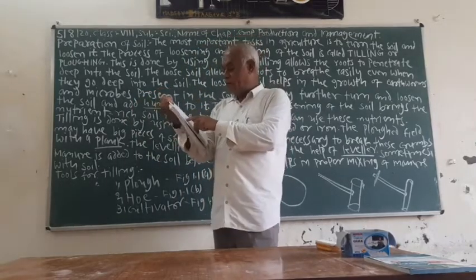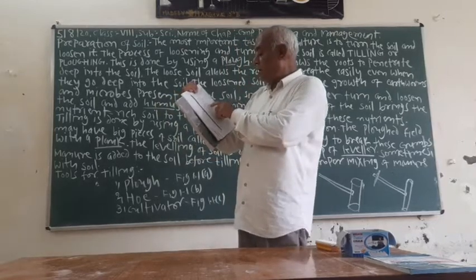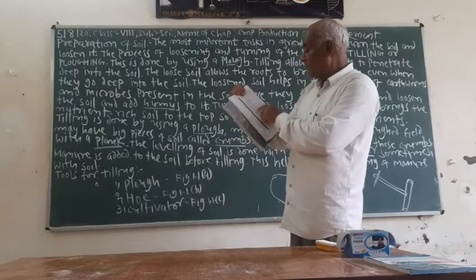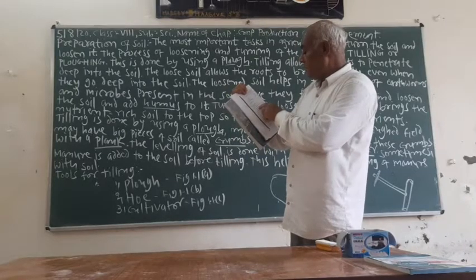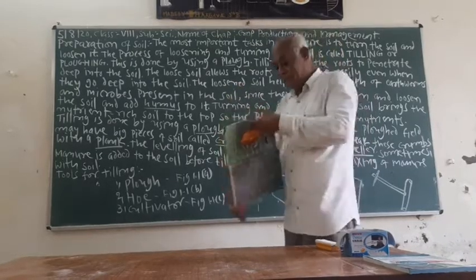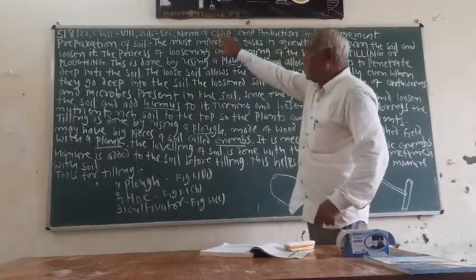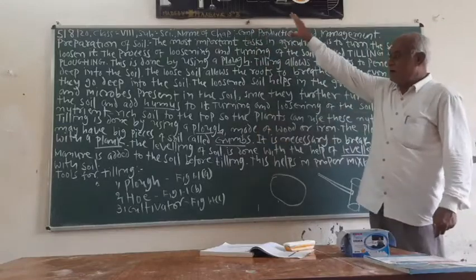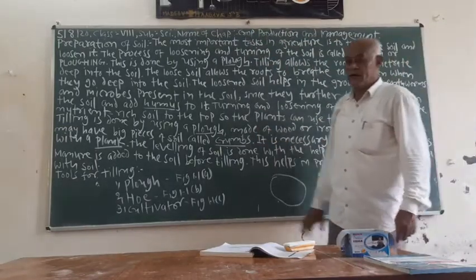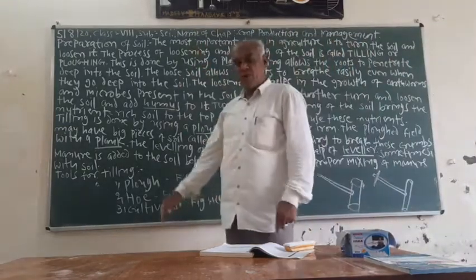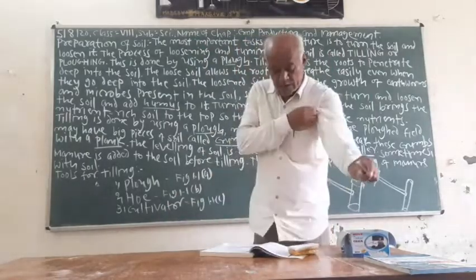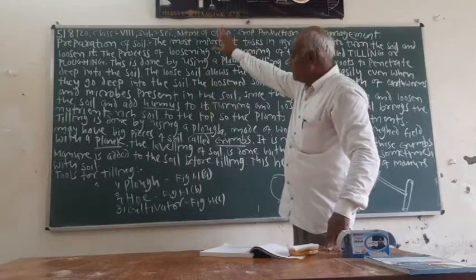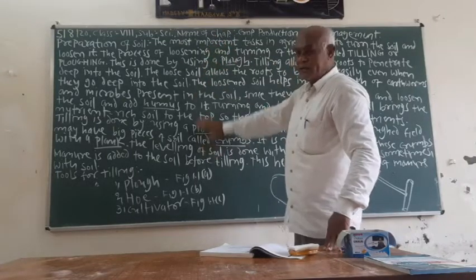Question number 4: write a paragraph on each of the following, that is, first, preparation of soil. The paragraph on preparation of soil is like this, which is written on the blackboard. So you write the answer of question number 4a, paragraph on the preparation of soil, in this way.